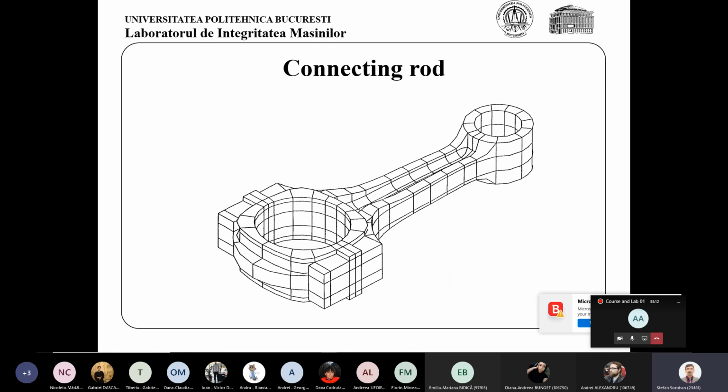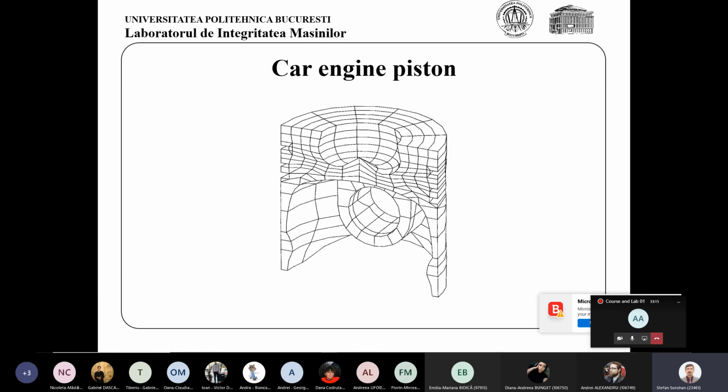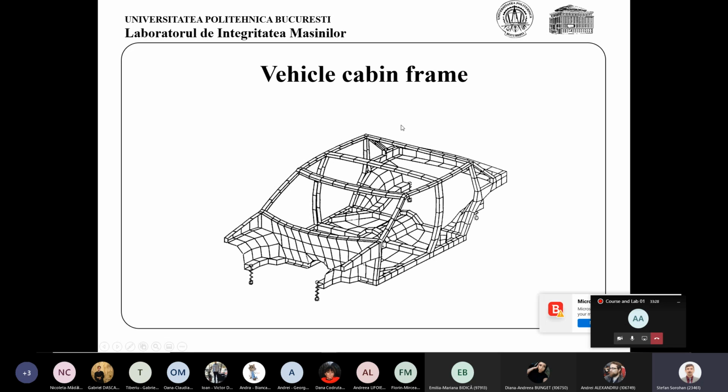This is a car engine piston. As you can see, again, we have a mesh with hexahedral elements. This is a vehicle cabin, if you want. And we have also some springs here and some quadrilateral shell elements. Shell means finite elements with 6 degrees of freedom per node, three translations and three rotations.